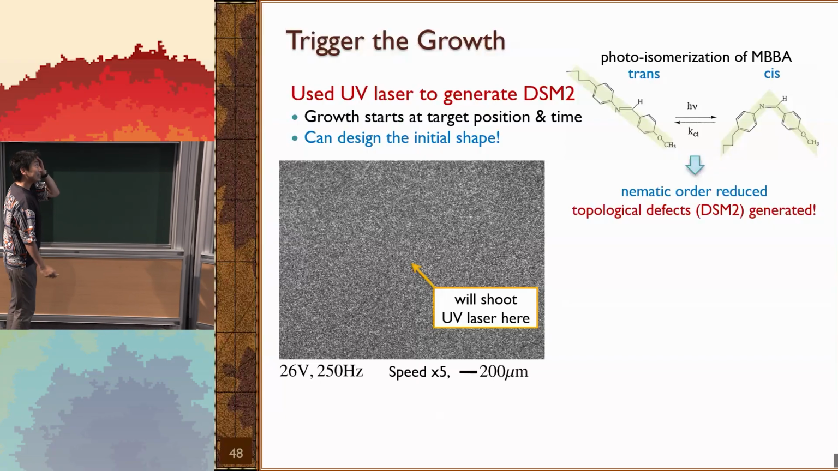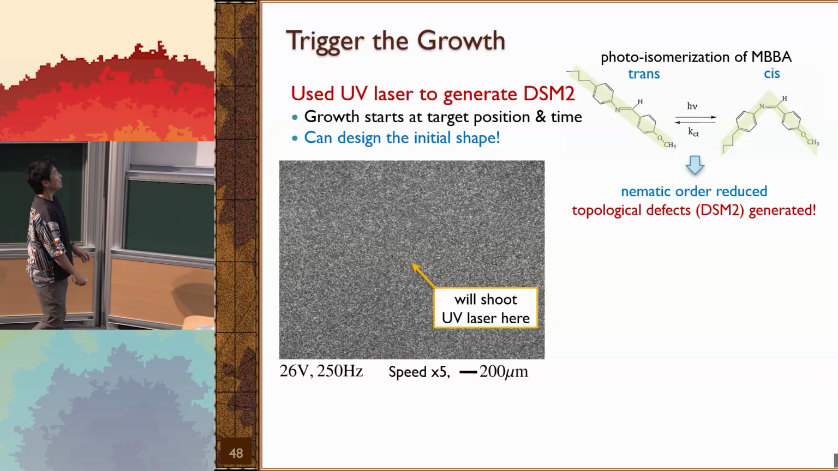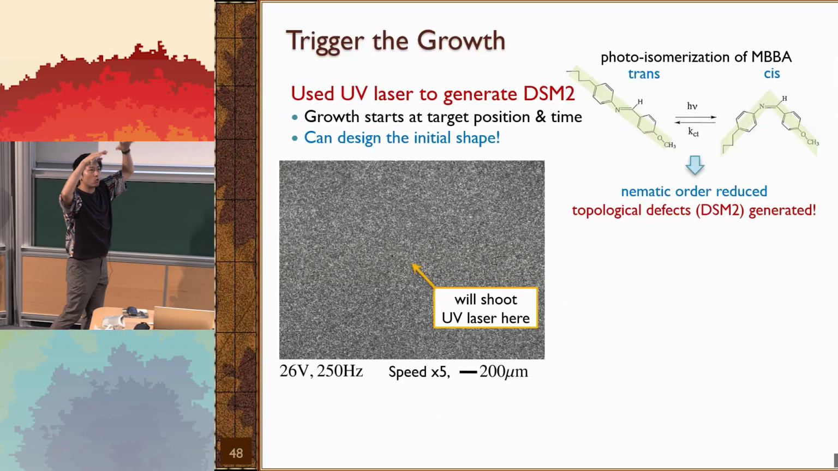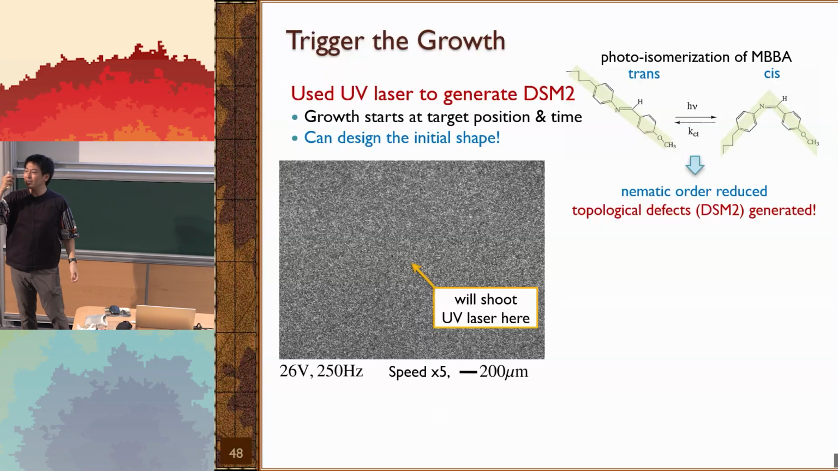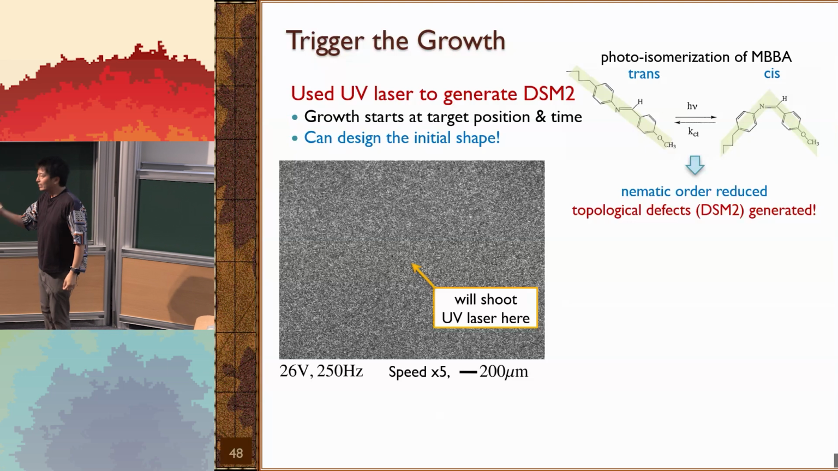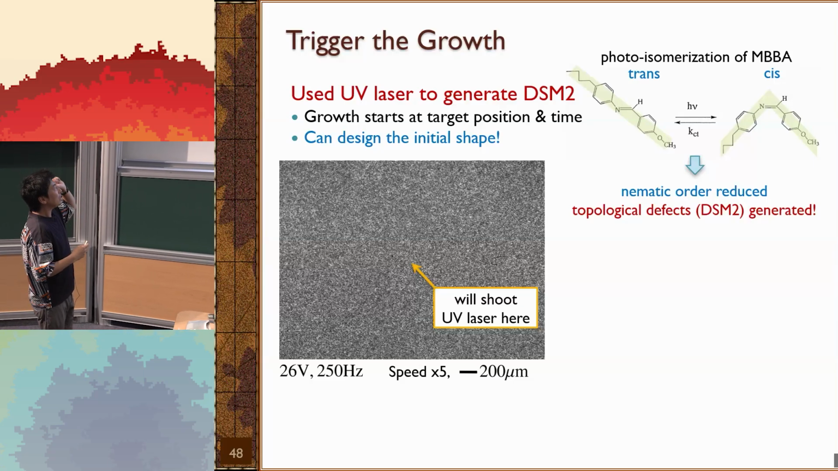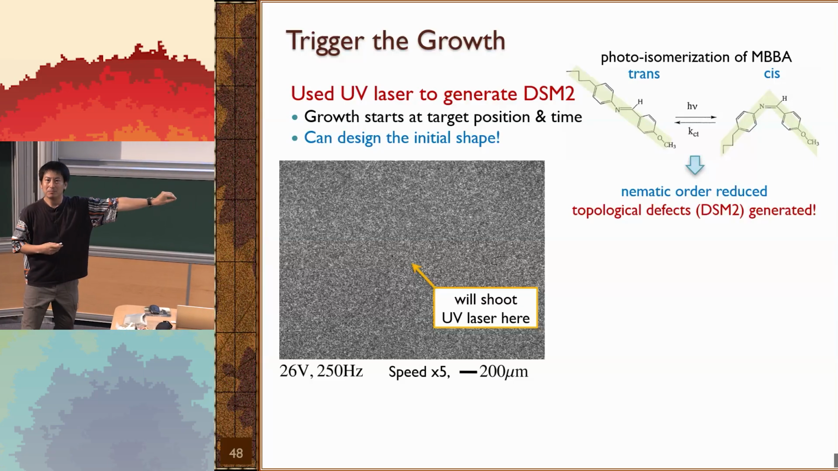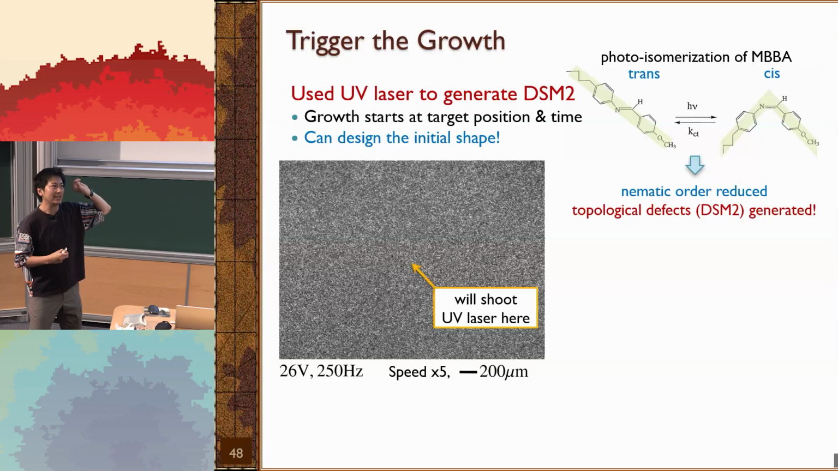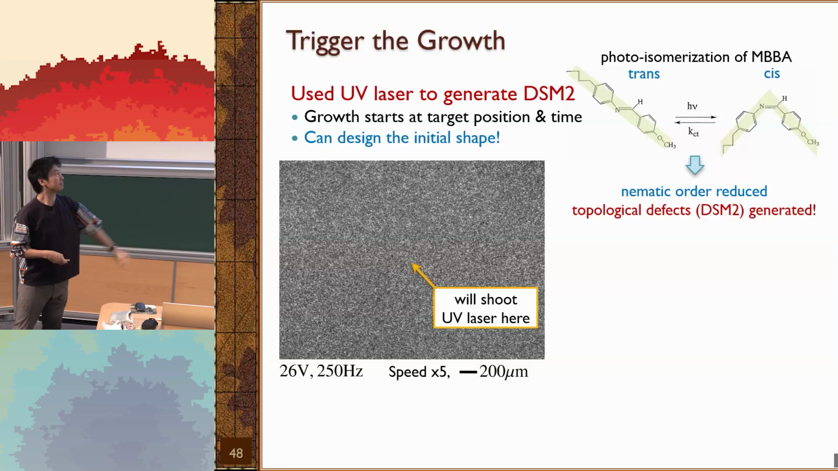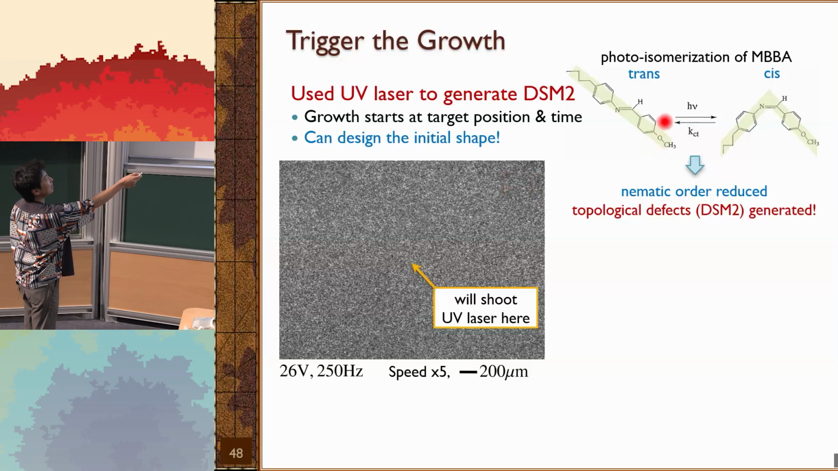Then what I did is that I wanted to control the nucleation. So by using a lower applied voltage, we can actually reduce the spontaneous nucleation rate. So basically, now spontaneous nucleation is a very rare event, so it doesn't happen. But by irradiating a laser, we can actually induce nucleation by using a process called photoisomerization.